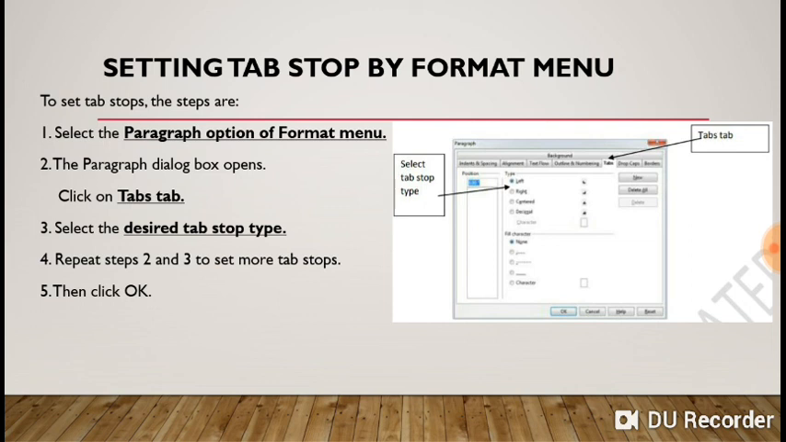Whichever type you want to set, yes, we can set according to our requirement. So from here, select the desired tab stop. For the number of tabs we want to set, repeat the second and third points. What are the second and third points? That is the Paragraph dialog box, and from it select Tabs and then select the desired tab stop type. It means we can set more than one tab stop in the document. However many tab stops you want to set, yes, we can set.